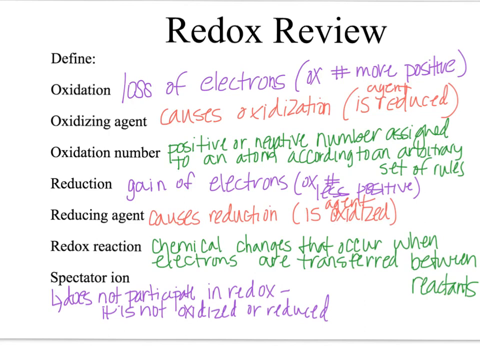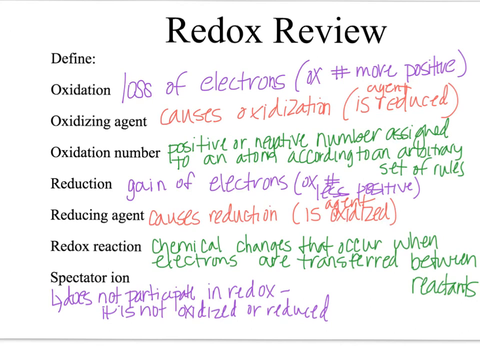Reduction is gain of electrons. That means that the oxidation number is going to get less positive because it's gaining negative electrons. The reducing agent causes reduction, so it causes the other thing in the reaction to be reduced. It itself is oxidized. Remember, they are opposite. The definition for a redox reaction is the chemical changes that occur when electrons are transferred between reactants.